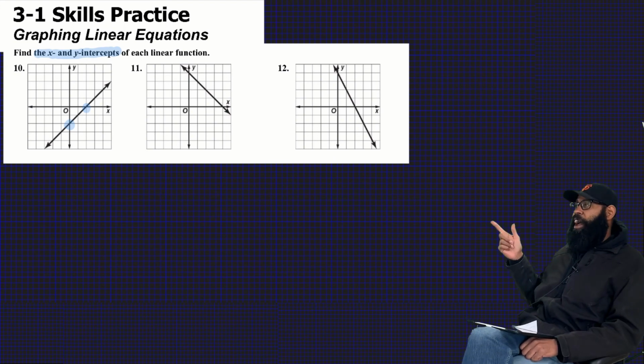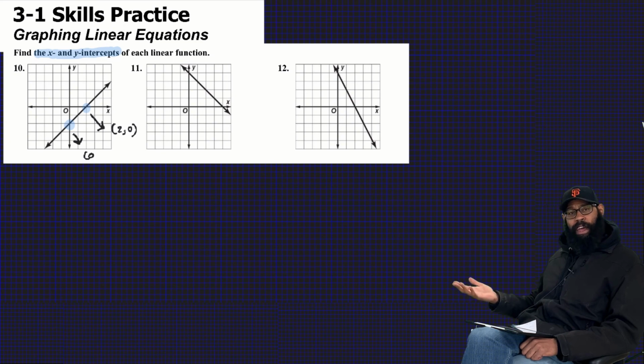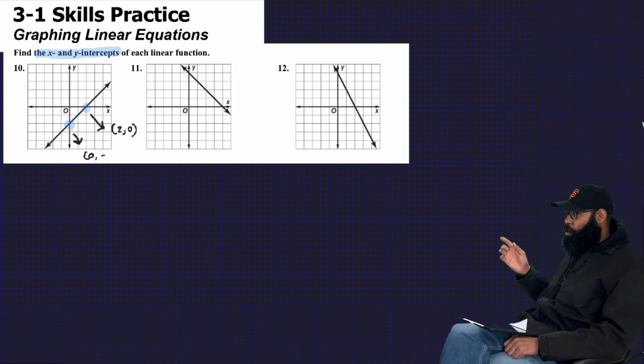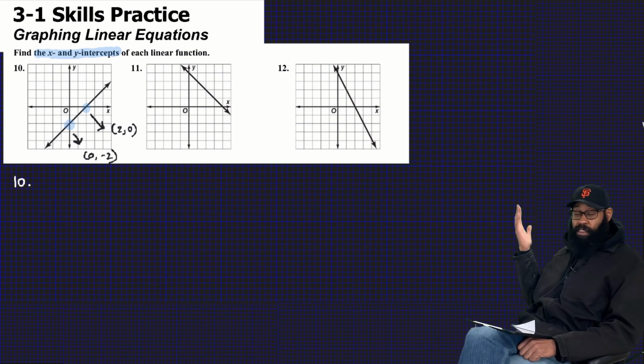So you see me highlight where the line crosses the x-axis. There it is. It's located at a positive 2 for x and 0 for y. Of course, 0 for y because it's the x-intercept. For the y-intercept, this time I'm gonna get 0 for x, and of course, negative 2 for y. And I'm done. That's it, right?